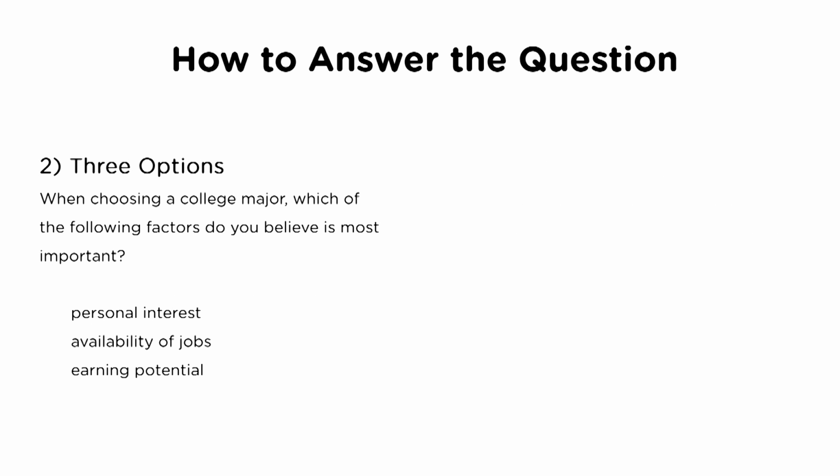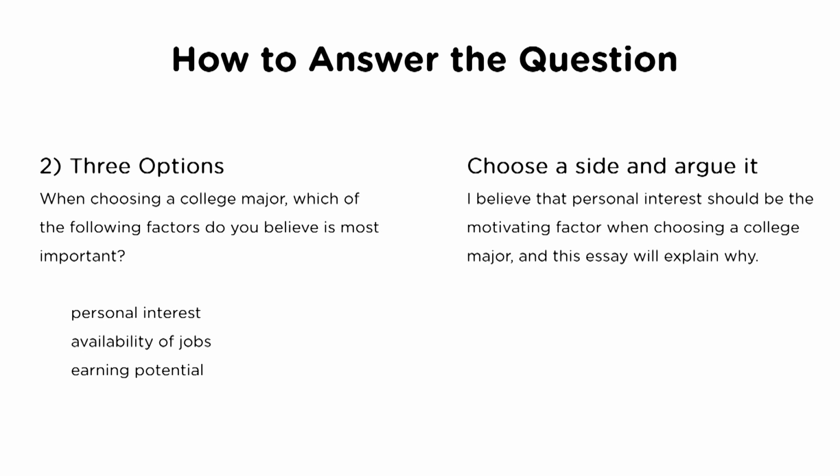The three options one, so which of the following is the most important factor when choosing a major? Personal interest, availability of jobs, or earning potential. So I need to pick one and argue it. I believe that personal interest should be the motivating factor when choosing a college major, and this essay will explain why.